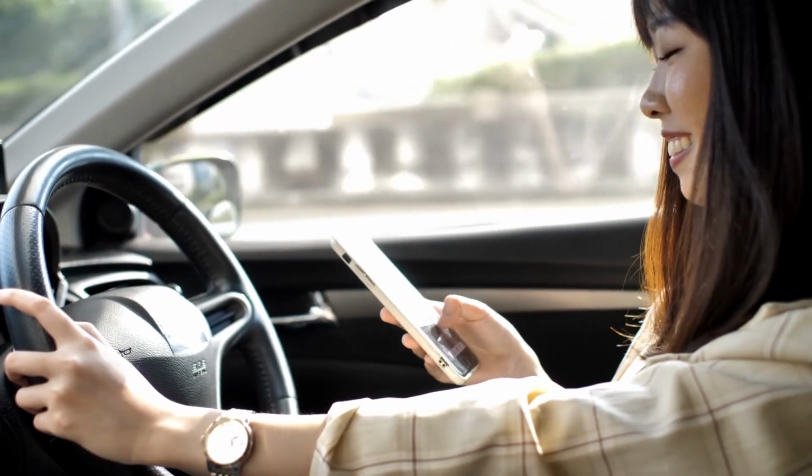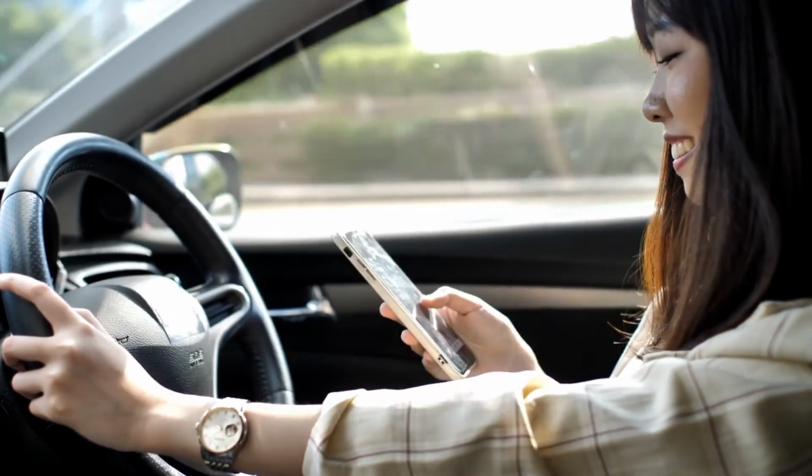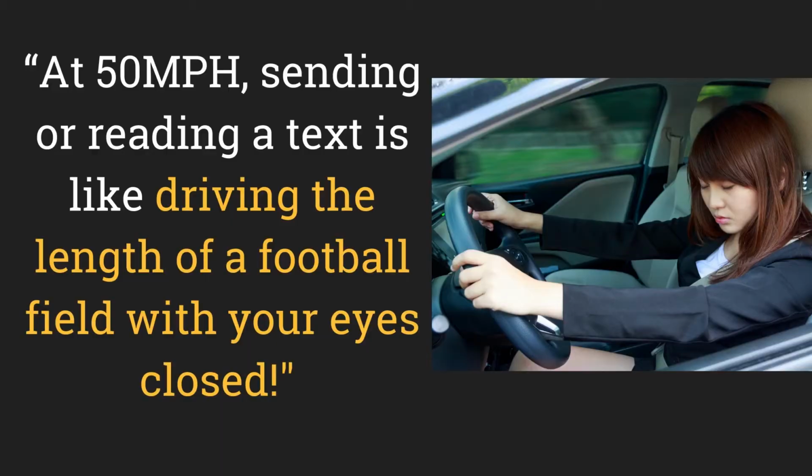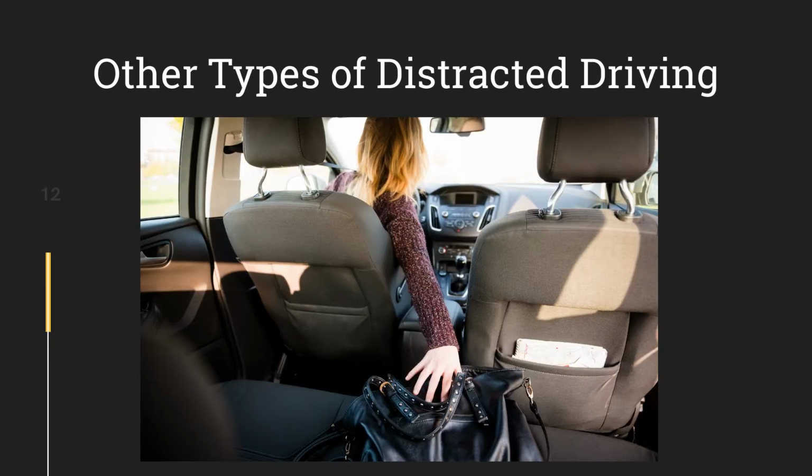If you must answer a call or check a text message, pull over in a safe place before doing so. According to the CDC, at 50 miles per hour, sending or reading a text is like driving the length of a football field with your eyes closed. Let's look at other types of distraction that can happen while driving.